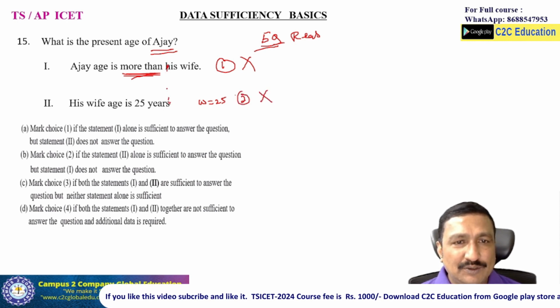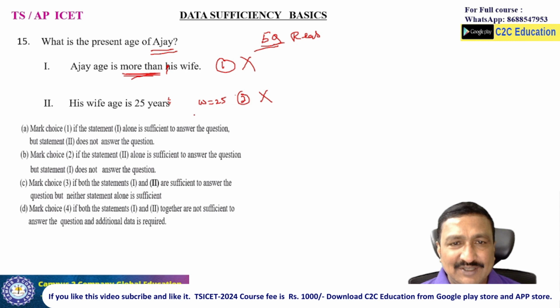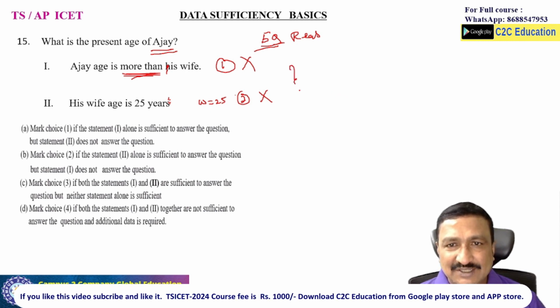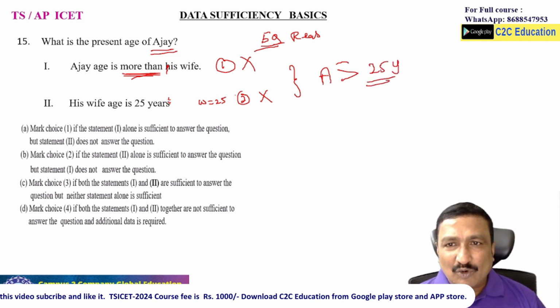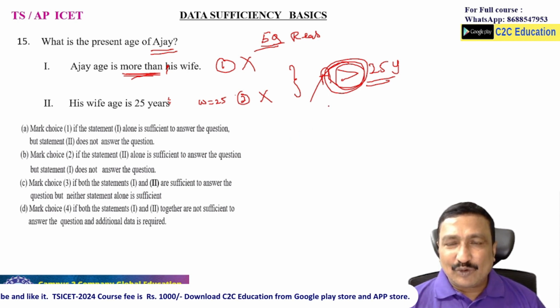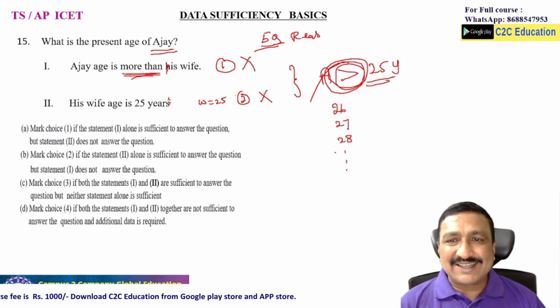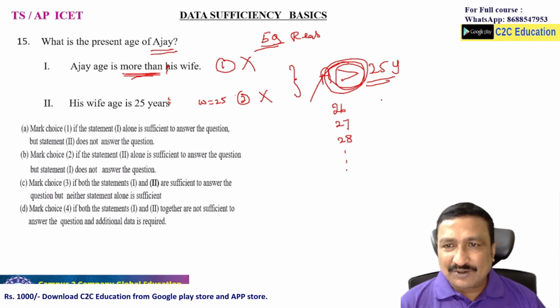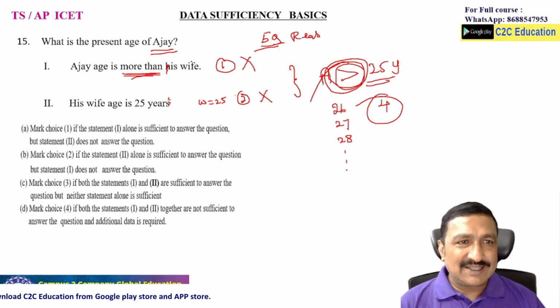If you combine both, Ajay's age is more than his wife's age, and his wife's age is 25 years. Combining the first and second statements, Ajay's age is more than 25 years. Here also, more than is not exact information. When you don't have exact information, we cannot say the answer. Ajay is more than 25 years means he may be 26, 27, 28 or so on. So in this case, we cannot decide the exact answer. So the answer is which option? Fourth option. Like that, if you have a little basic common sense, we can answer the reasoning-based questions.